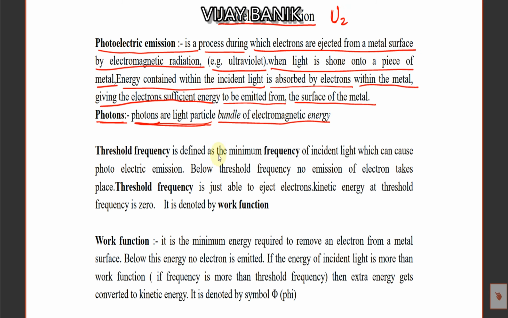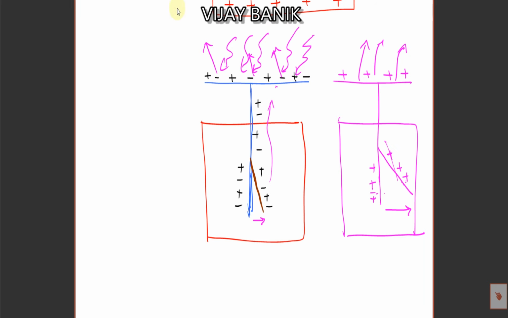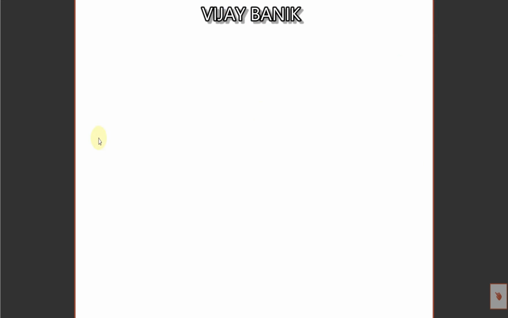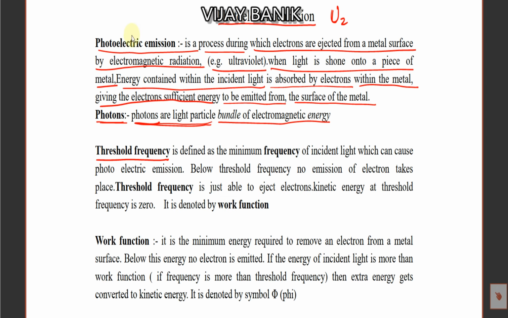Now let me teach you threshold frequency. Remember I mentioned previously that not all light can emit electrons from a metal. So we have threshold frequency. Threshold frequency is defined as the minimum frequency of incident light which can cause photoelectric emission.